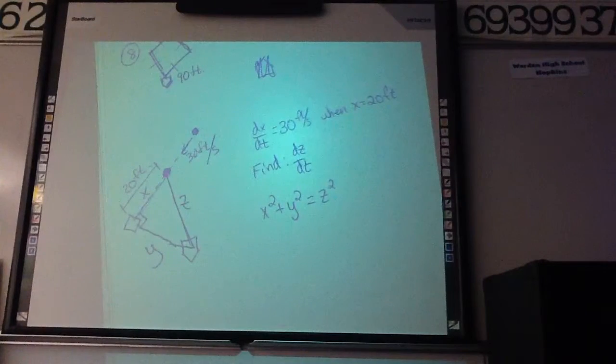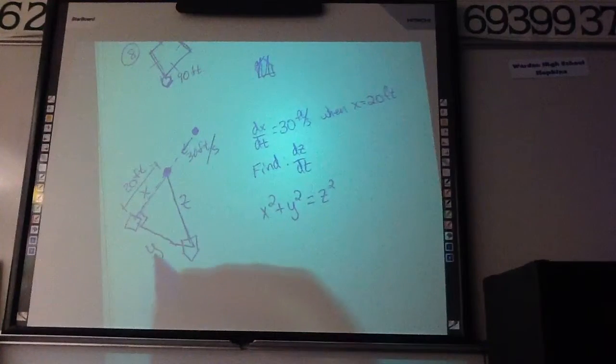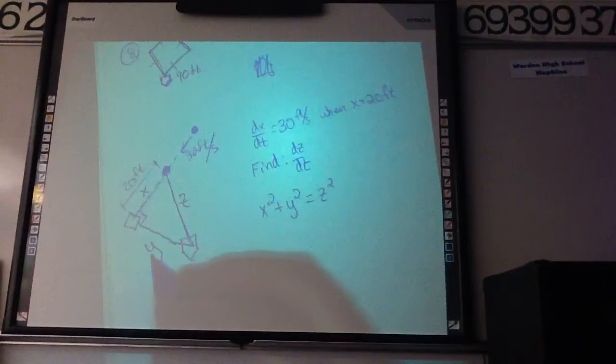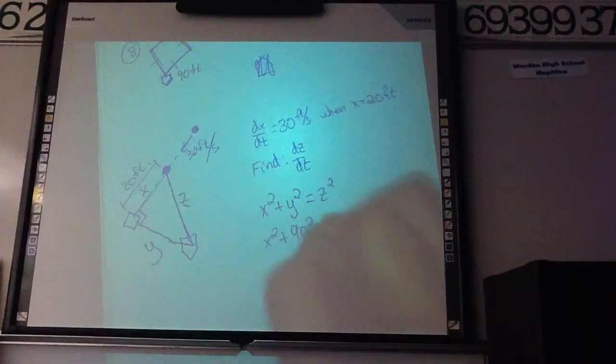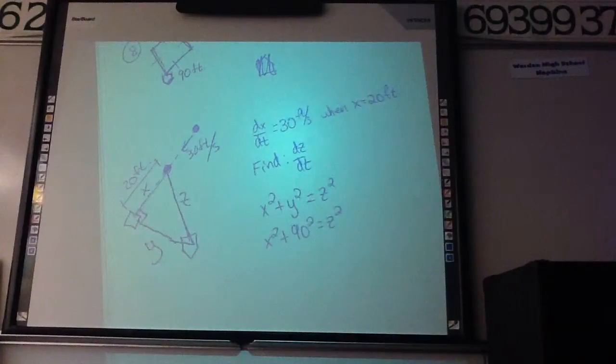But can't we keep the number of y constant since it stays the same? That way we only have two variables, because that's just 90, isn't it? So really, don't we just have x squared plus 90 squared equals z squared? That'll make things a lot easier. So now do the derivative of that.